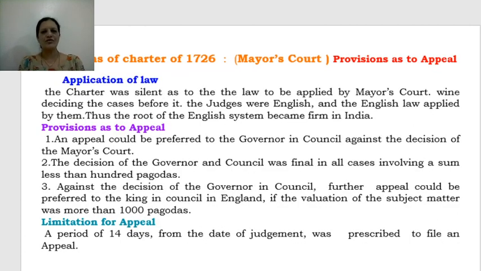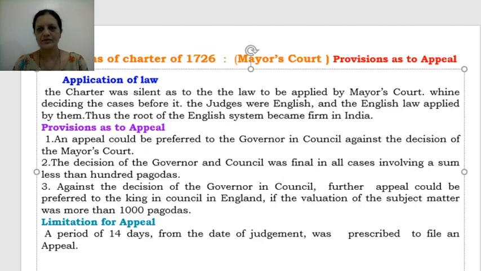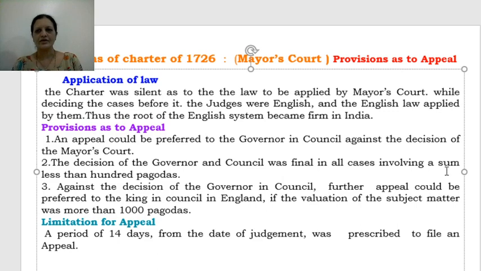The application of law in the mayor's court. The charter was silent as to the law to be applied by the mayor's court while deciding the cases before it. The judges were English and the English law was applied by them. Thus, the root of the English system became firm in India.